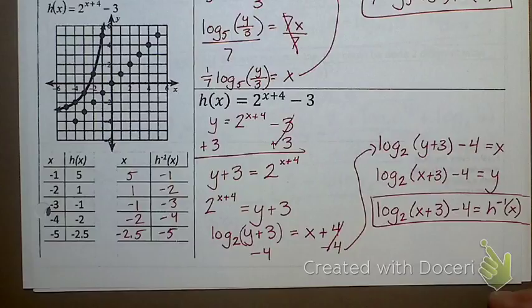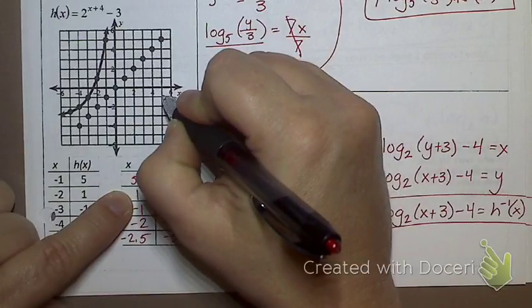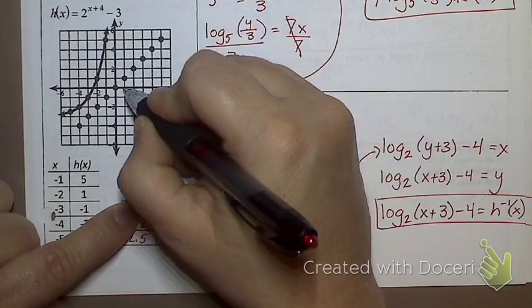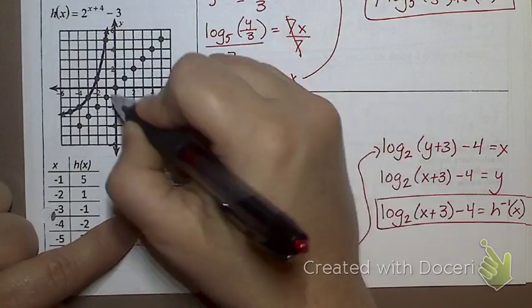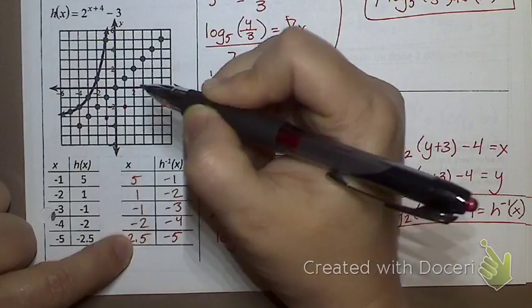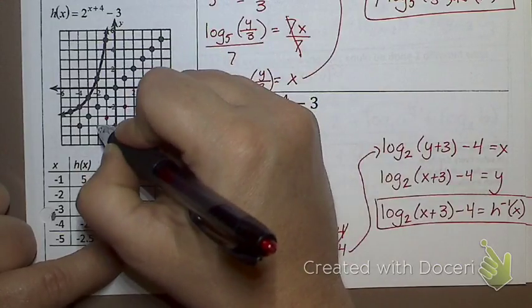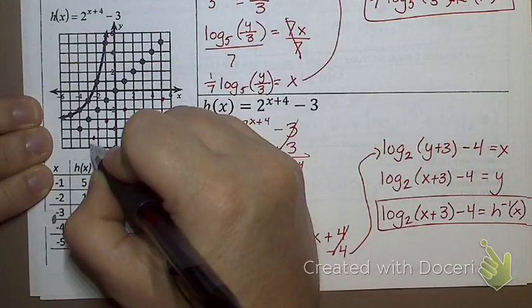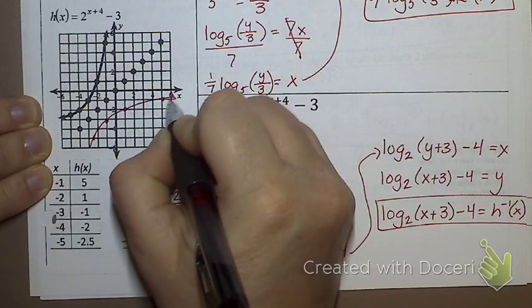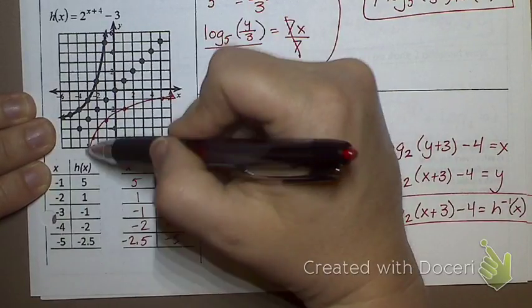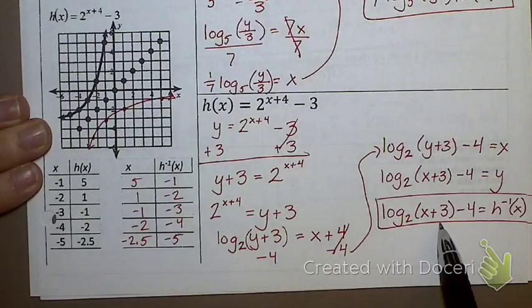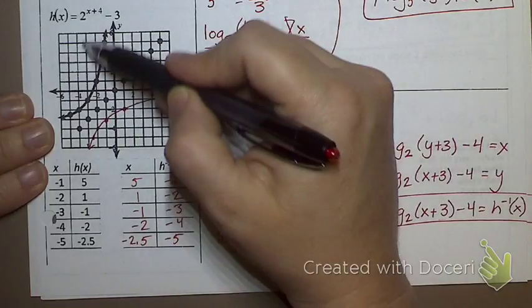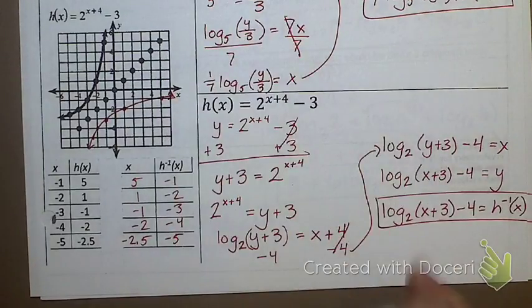Just a shortcut way to help us get to the graph sooner, because I'm not trying to necessarily review graphing here. So now let's plot these. 5, negative 1. 1, negative 2. Negative 1, negative 3. Negative 2, negative 4, and negative 2.5, negative 5. And if I draw that graph in, that's a logarithmic graph, it has a vertical asymptote, right? It has a vertical asymptote at negative 3. So right about there. What do you notice about the graph?